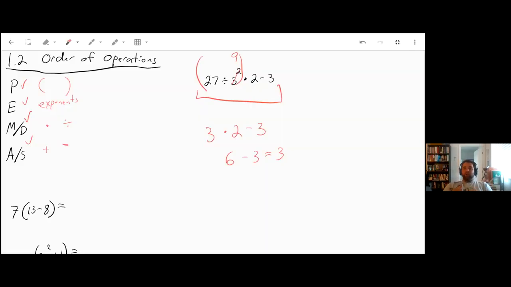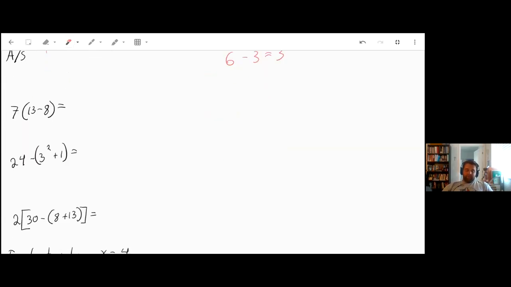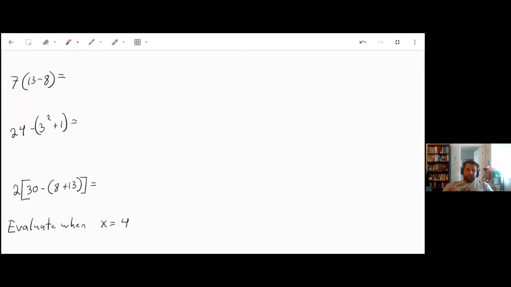And that's one nice advantage of using a graphing calculator: it can do it all at once. Now, if we're going to try this a little bit further on our own, we'll start with this first problem and start with order of operations. So parentheses first. 13 minus 8 is 5. So 7, and then 5 is inside the parentheses. As you recall from 1.1, if there's nothing between a number and the parentheses, that's implying multiplication. So 7 times 5 will bring us to 35.